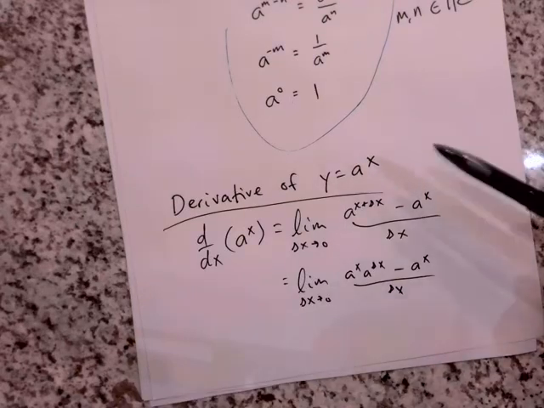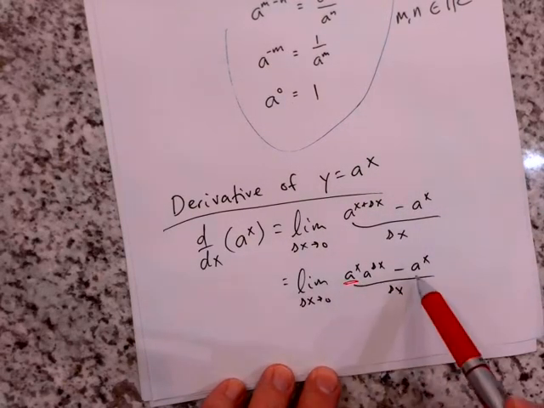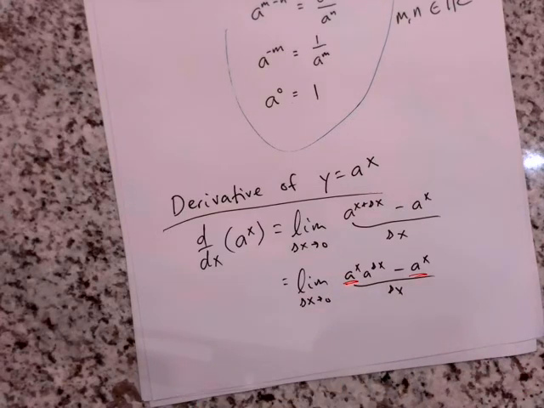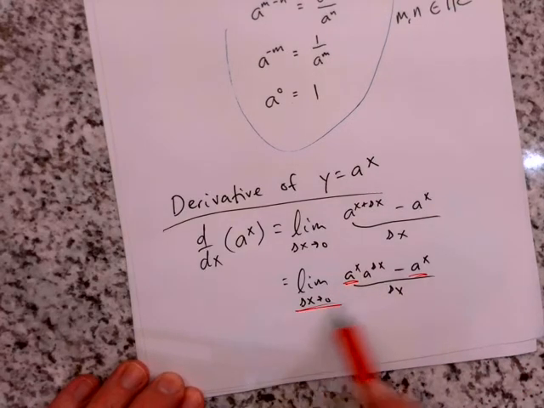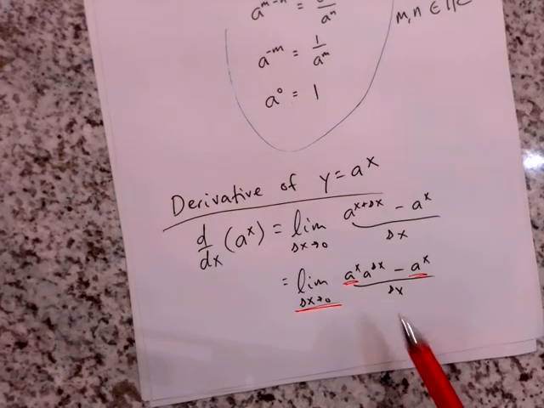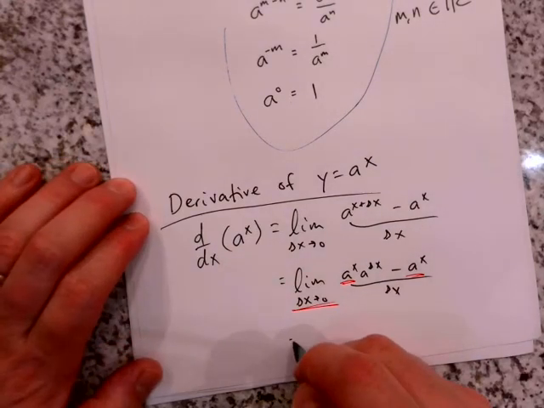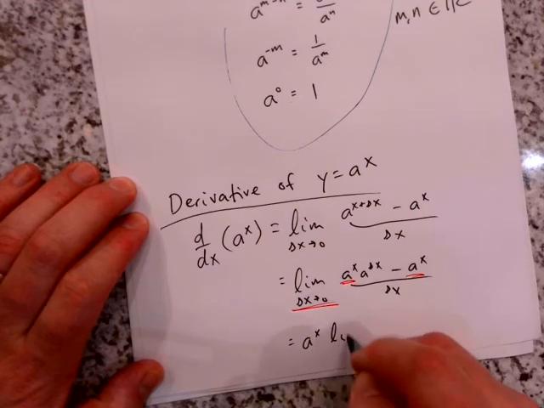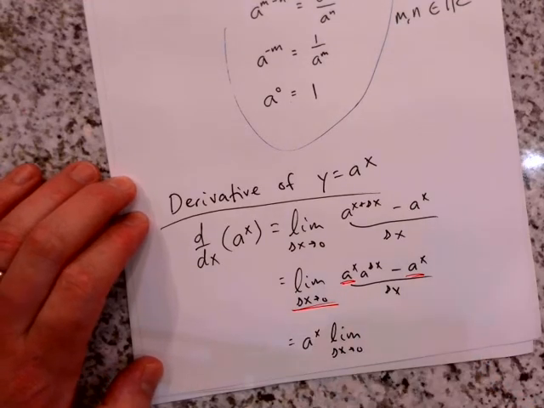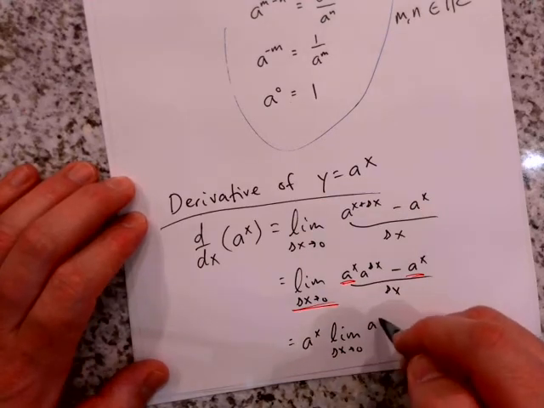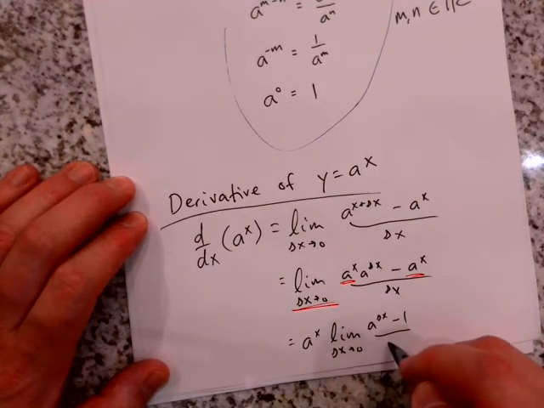Right? We just rewrote a to the x plus delta x. And now we have these two a to the x's. We can factor them out. And for this limit, delta x is the change in quantity, which means a to the x in the context of this limit is constant. And so we can factor a to the x outside of the limit, giving us a to the x times the limit as delta x goes to 0 of a to the delta x minus 1 over delta x.